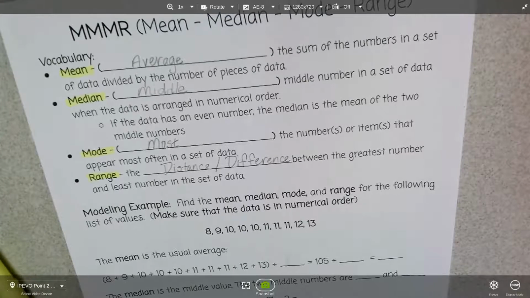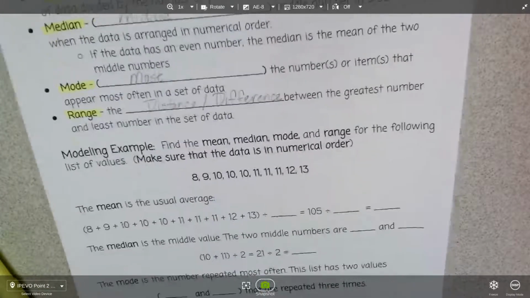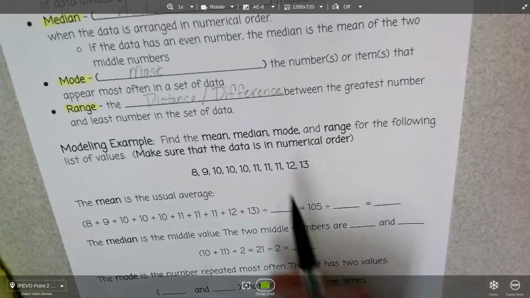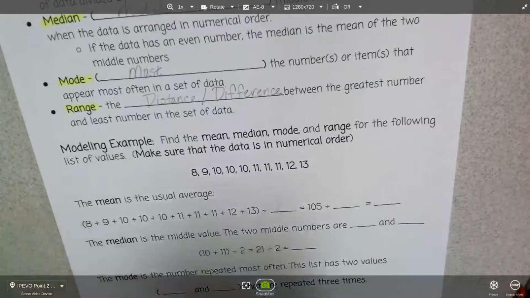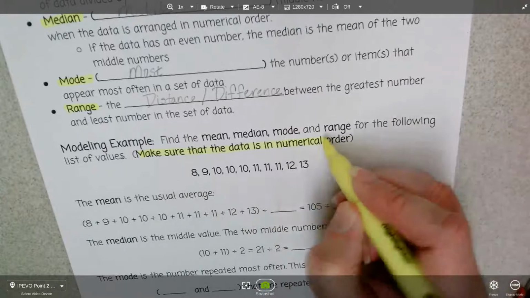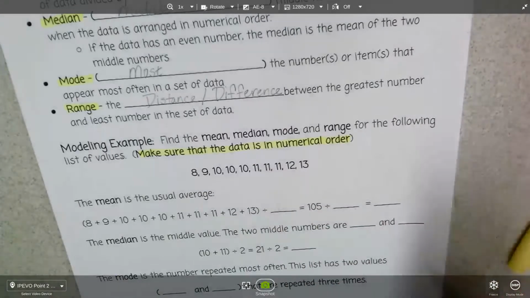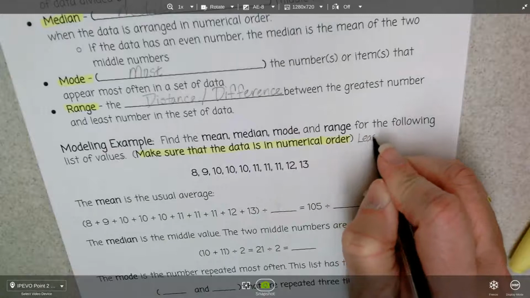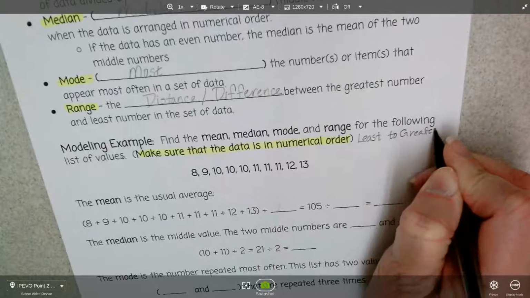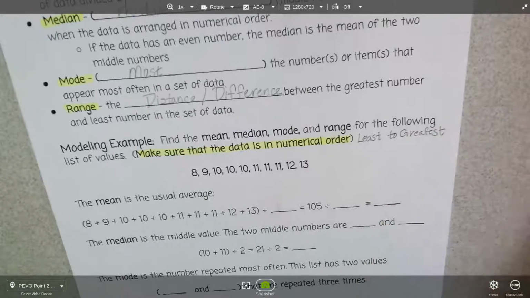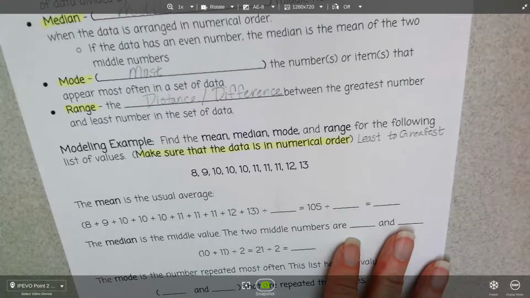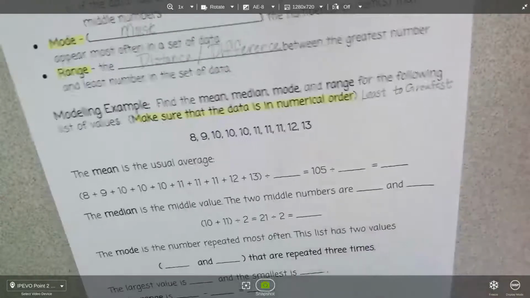So let's look at this set of data that we've got, and we're going to find the mean, the median, the mode, and the range using this set of data. First of all, you've got to be sure that the data is in numerical order, from least to greatest. So we're going to order it, and then we're going to look at finding the mean, median, mode, and range.